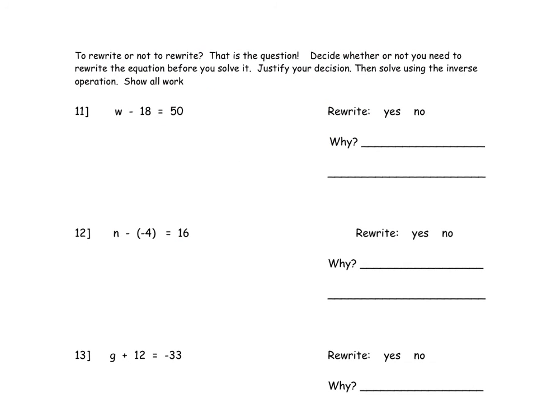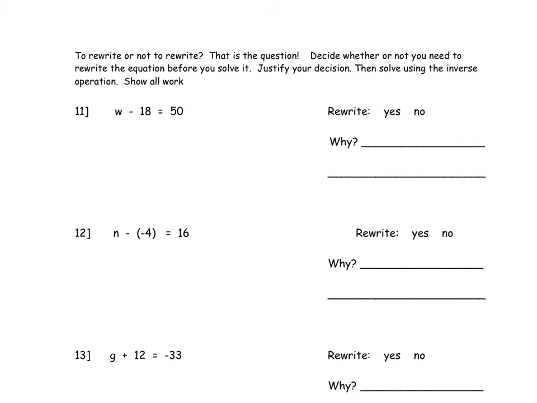So now you may be wondering, to rewrite or not to rewrite? That's the question. Decide whether you need to rewrite the equation below before you solve it. Justify your decision and then solve using the inverse operation. Please show your work. So our first equation is w minus 18 equals 50. Do we need to rewrite it? Yes or no?